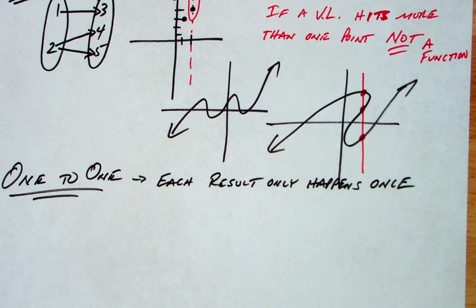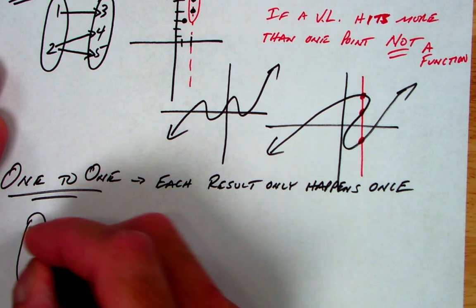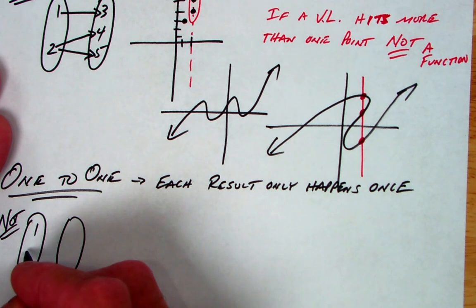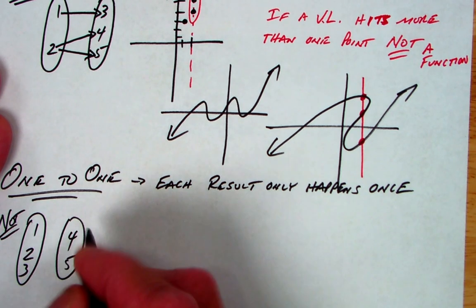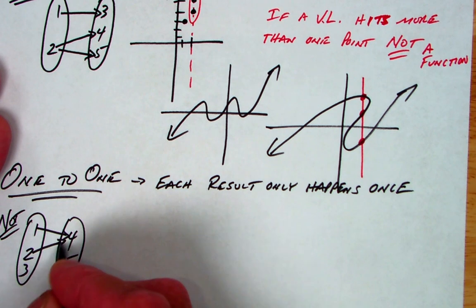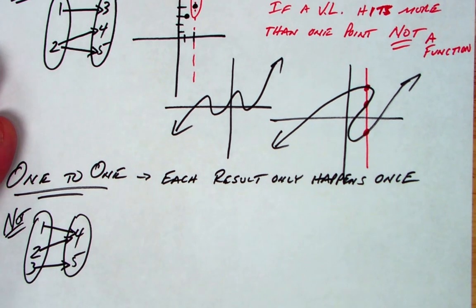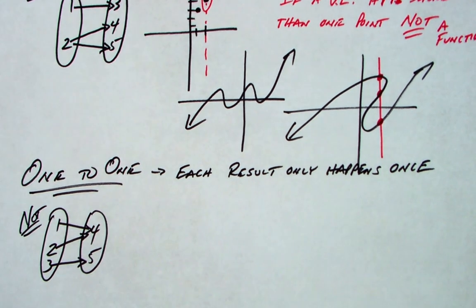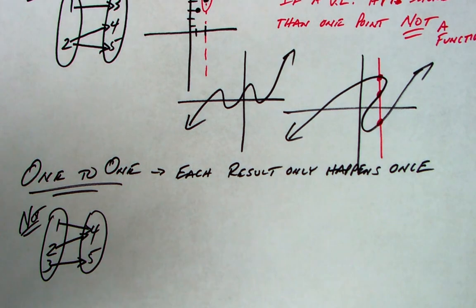Okay? Each result only happens once. So, something that would not be one-to-one is if I had 1, 2, 3, and I plug in 1, I get 4. 2, I get 4. And 3, I get 5. That's not one-to-one, because 4 is happening a couple different times.